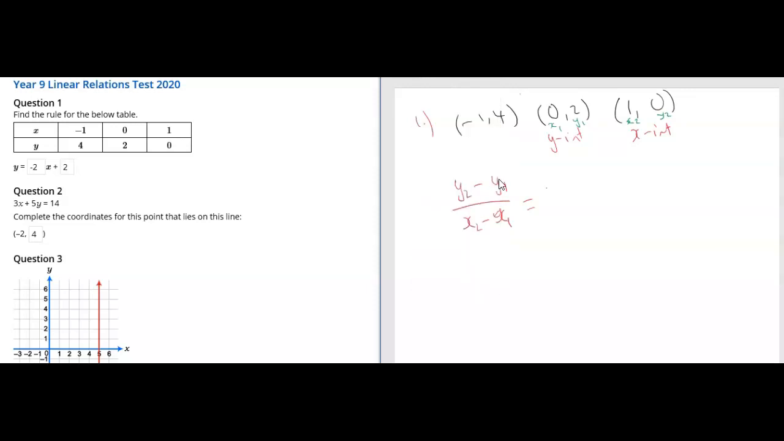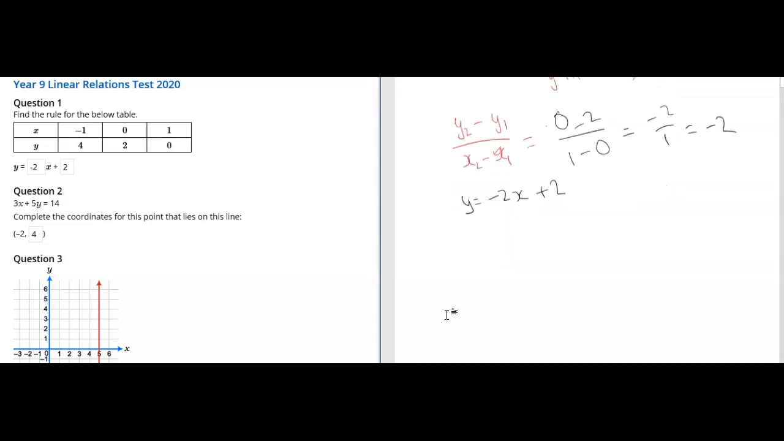All right, so now we just substitute those values into the formula. y2 is 0, y1 is 2, x2 is 1, and x1 is 0. So I'm going to have -2 over 1. So your gradient is -2. So the equation is y equals -2x plus your y-intercept, which is 2. You can see the answer over there. All right, let's do question 2.